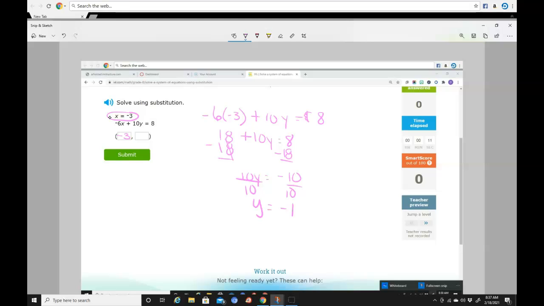And when I plug it back in, it should be equal to each other here. So -6 times -3 plus 10 times -1 should equal 8 when I'm done. -6 times -3 gives me 18, minus 10 equals 8, and I get 8 here and 8 there. So yes, I'm correct. Then I just put my y value up here, which was -1, and hit your submit button.